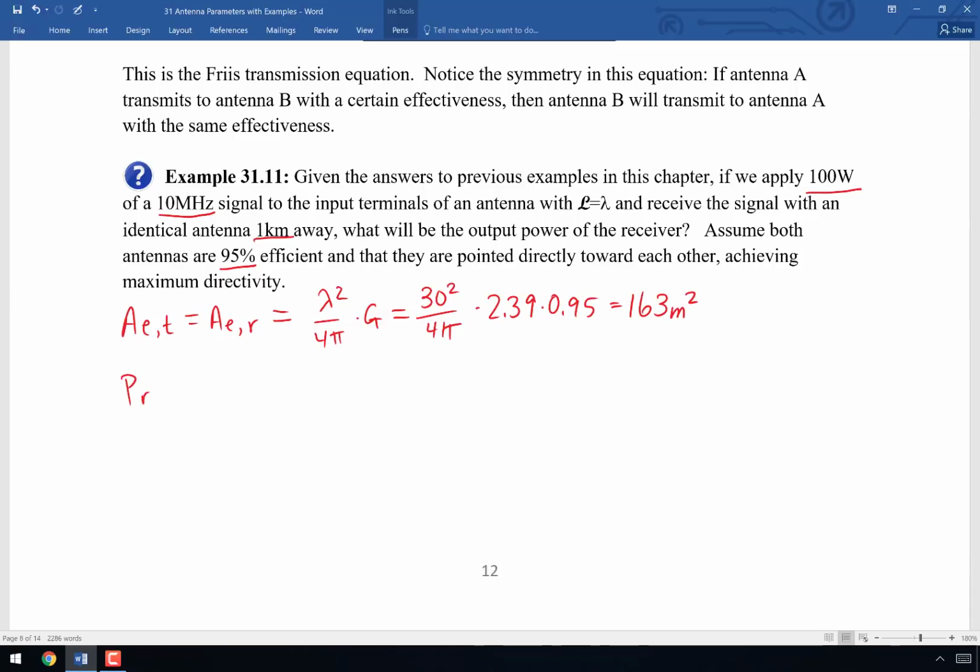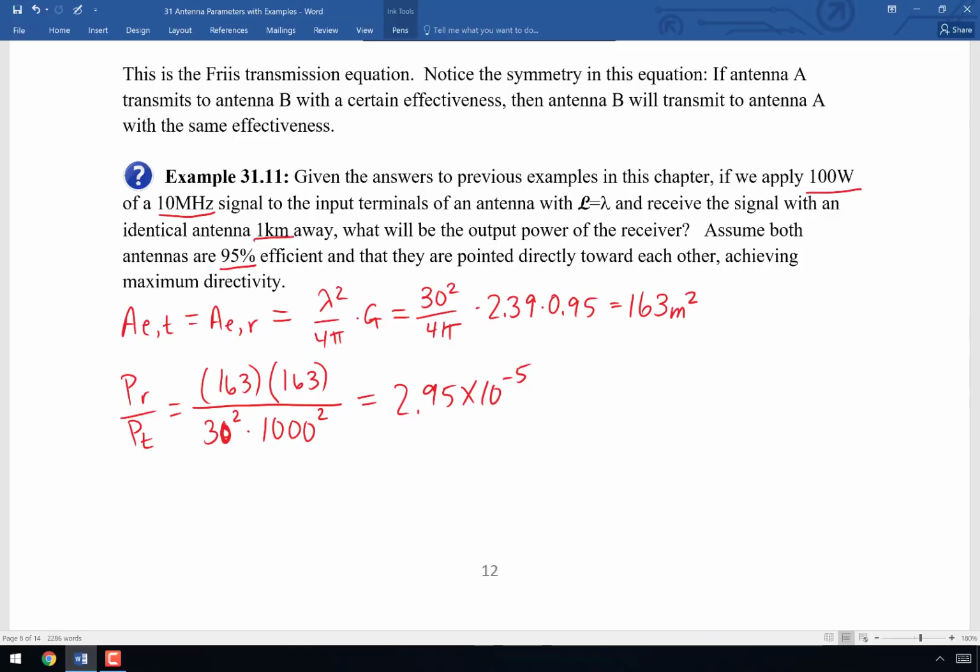So now I can directly apply the Friis transmission equation. This is going to be A sub E comma T, which is 163, times A sub E comma R, which is also 163 because the antennas are identical. They don't have to be identical, by the way. You can have one very good antenna, one very bad antenna. Divided by lambda squared, and lambda was 30, so this is 30 squared, and multiplied by r squared. 1 kilometer is 1,000 meters. So I get 2.95 times 10 to the minus fifth.